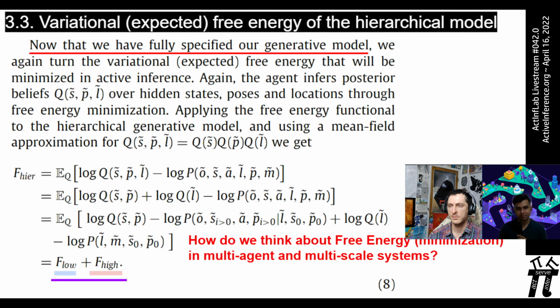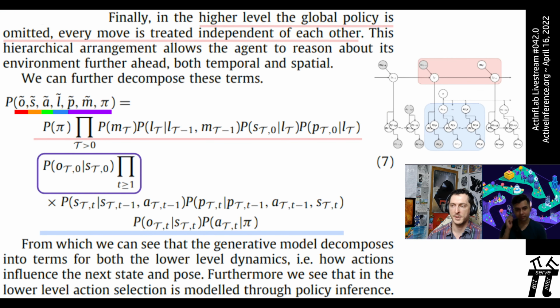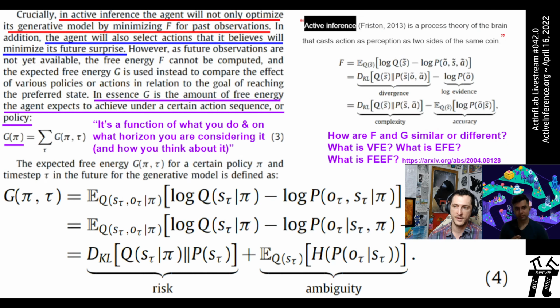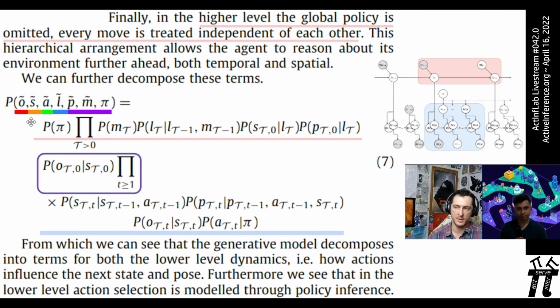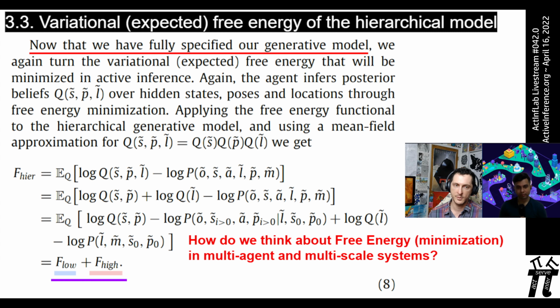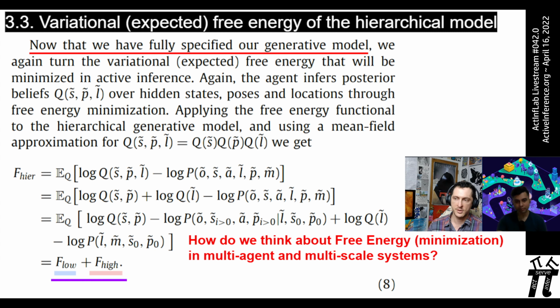Yeah. Okay, so as we saw before with the simpler version, first there was a decomposition on P. There's a factorization on a P distribution. We saw this with a simpler P here, that then got turned into an F and a G. Here we have a more full-featured P. It is also going to be turned into an F, which is that variational free energy, and then a G. So this is F of the hierarchical model. They write, now that we've fully specified our generative model, that was P, the factorized joint distribution, we again turn to the variational F, and then later the expected G, free energy that will be minimized in active inference.